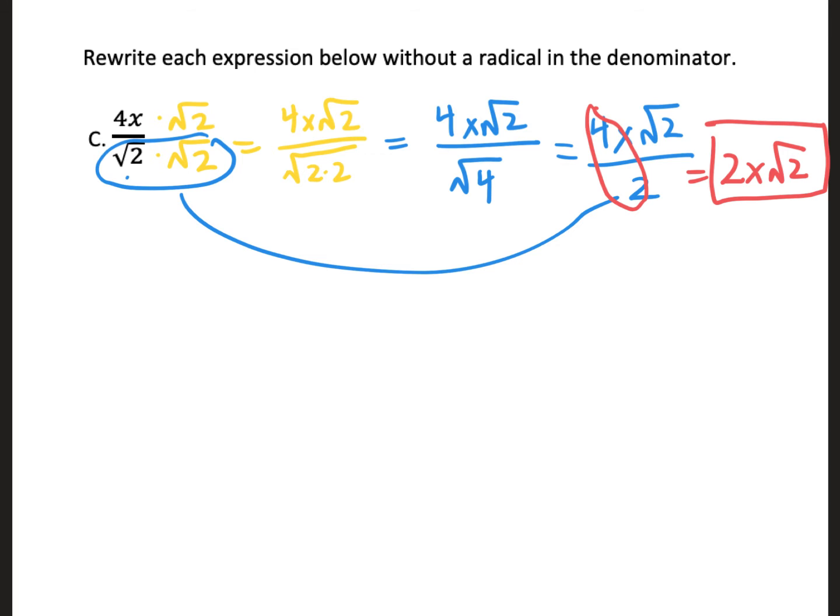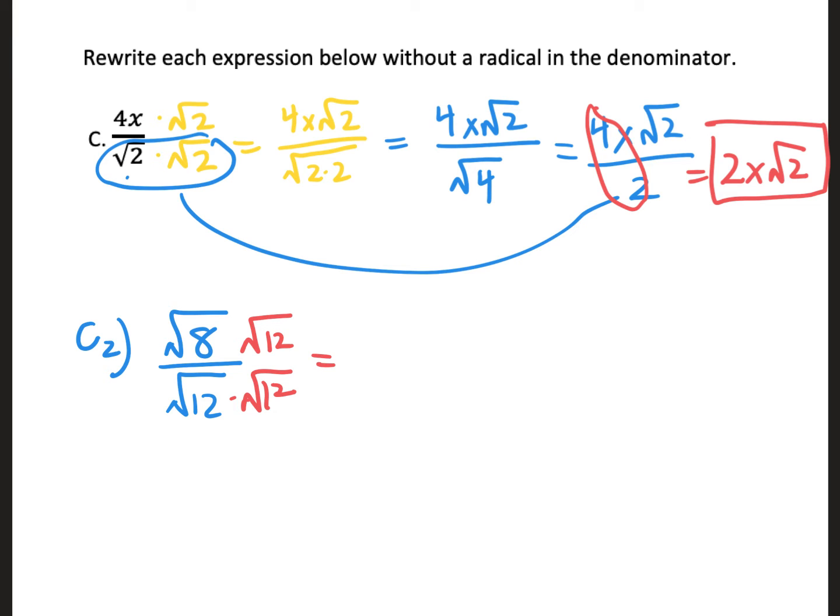All right, I do want to talk about one example just on the off chance you have one like this on your homework that isn't on here. So let's call this C part 2. If you have the square root of 8 divided by the square root of 12, you're going to do the same thing, multiply the top and the bottom by that square root that is originally on the bottom. So we're going to multiply by square root of 12 over square root of 12. Again, on top, you'd have the square root of 8 times 12.